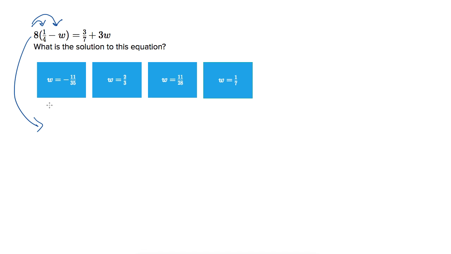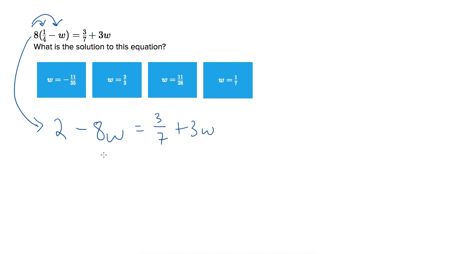So that gives us 8 times 1/4, which is 2, minus 8 times w, which is 8w. And then we have the same thing as we started with on the other side. And now we're going to combine like terms.